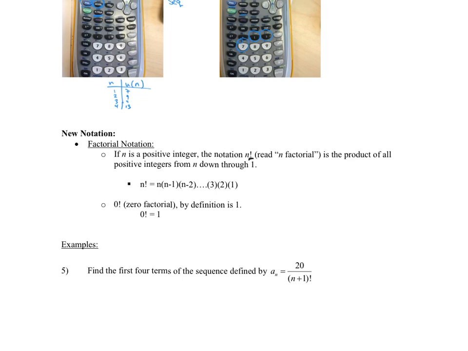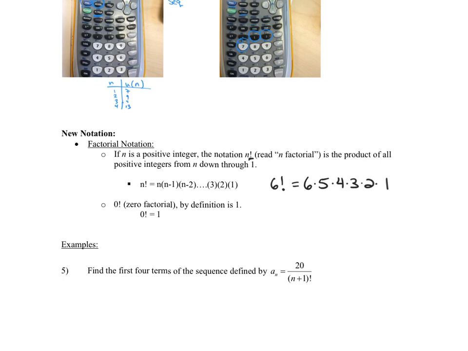And so n is a positive integer, and n factorial is the product of all of the positive integers from n down through 1. So you can see that n factorial is n times n minus 1 times n minus 2 times n minus 3 until you get down to 2 and 1. So if we were going to do 6 factorial, it's equal to 6 times 5 times 4 times 3 times 2 times 1.